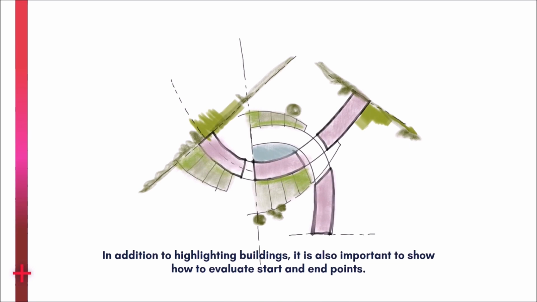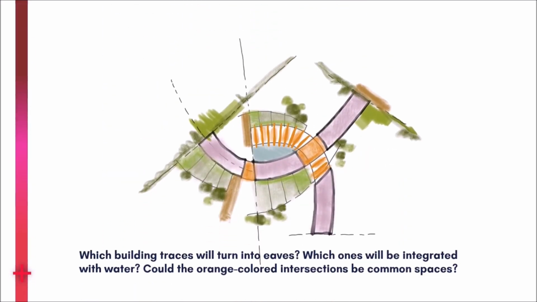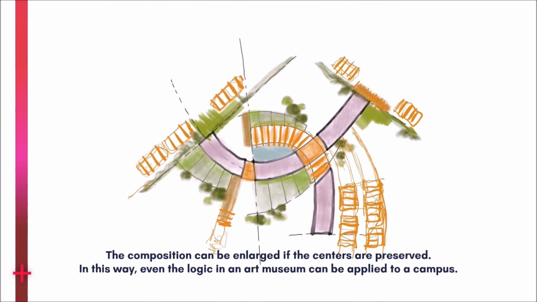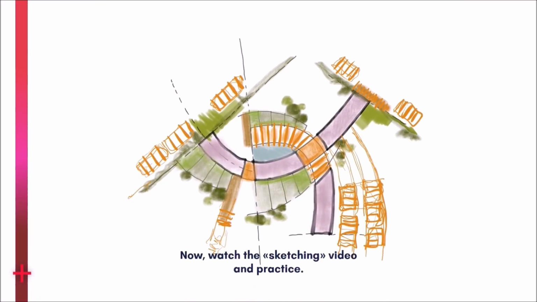In addition to highlighting buildings, it is also important to show how to evaluate start and end points. Which building traces will turn into eaves? Which ones will be integrated with water? Could the orange-colored intersections be common spaces? The composition can be enlarged if the centers are preserved. In this way, even the logic in an art museum can be applied to a campus. Now, watch the sketching video and practice.